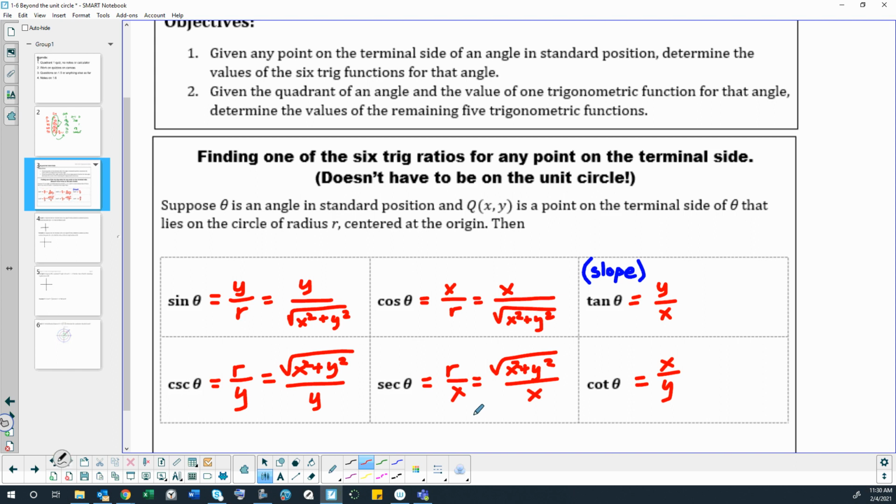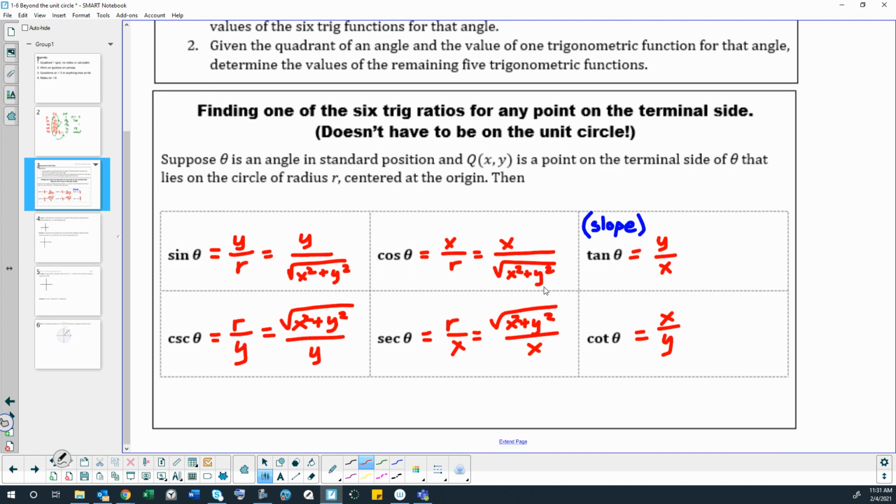So now, as long as you have a point on the terminal side of your angle, you can find any of your ratios using these formulas. And it's really just opposite over hypotenuse, adjacent over hypotenuse, or opposite over adjacent, or, you know, just those basic definitions we've learned, but in terms of x and y and r, but r is also in terms of x and y. So with x and y, we can find everything. Let's look at some examples. Are we good?